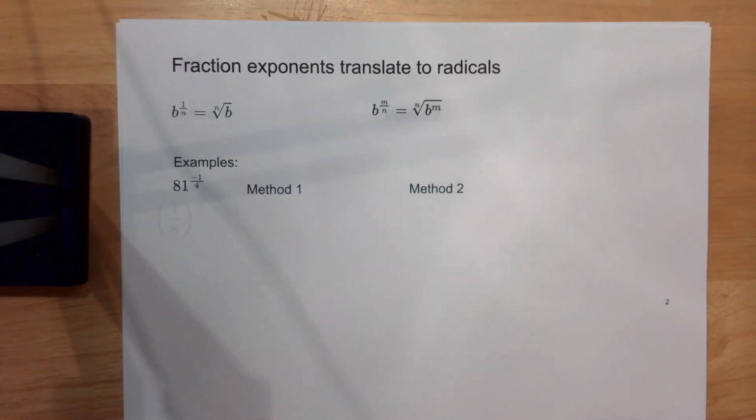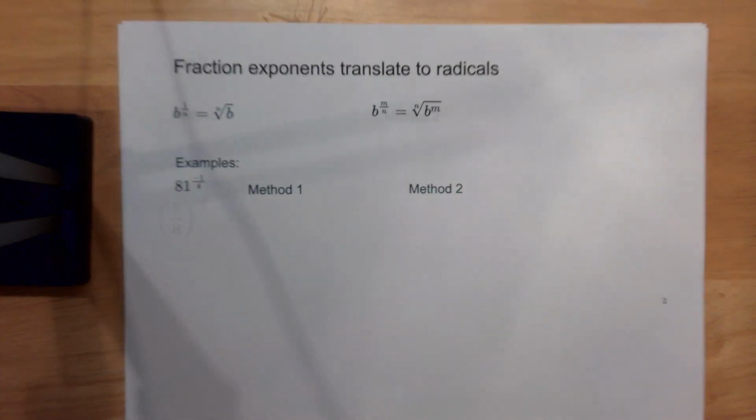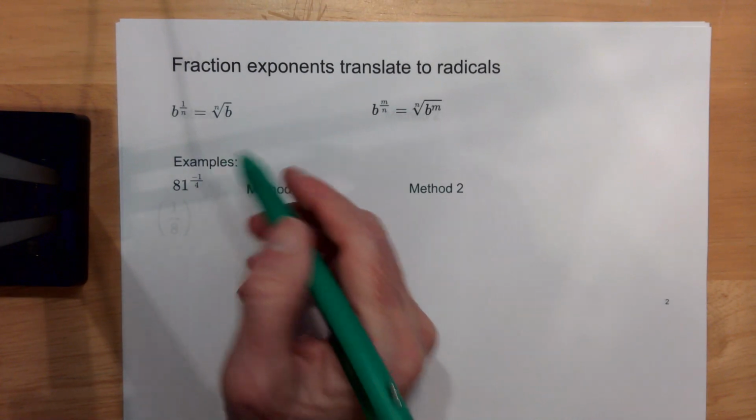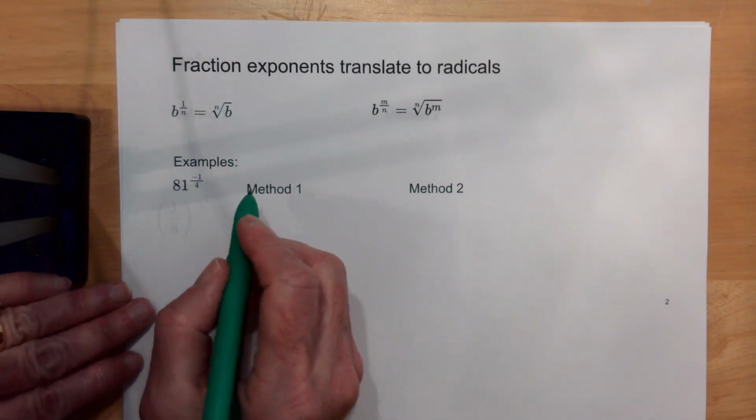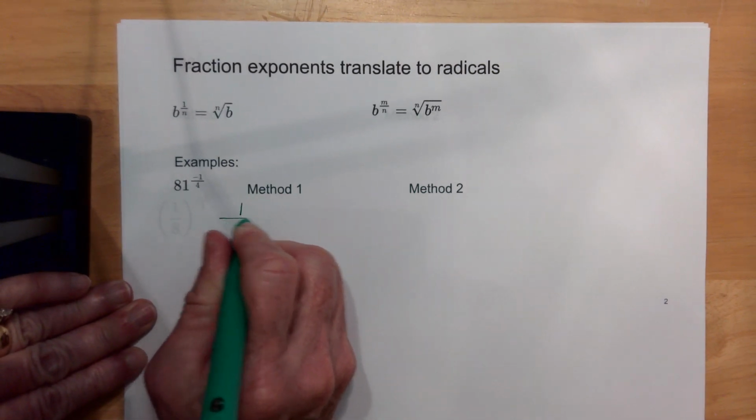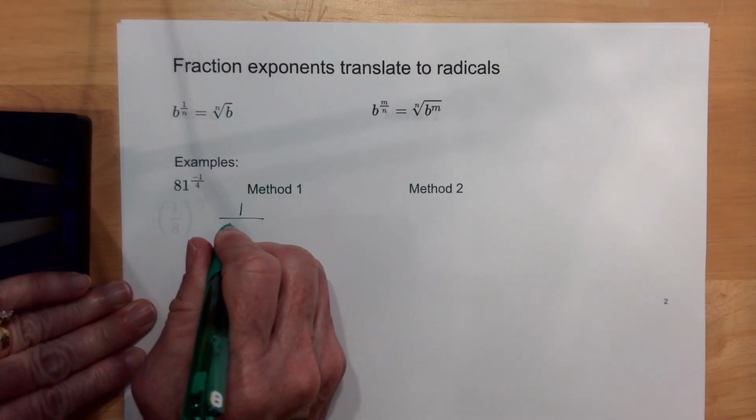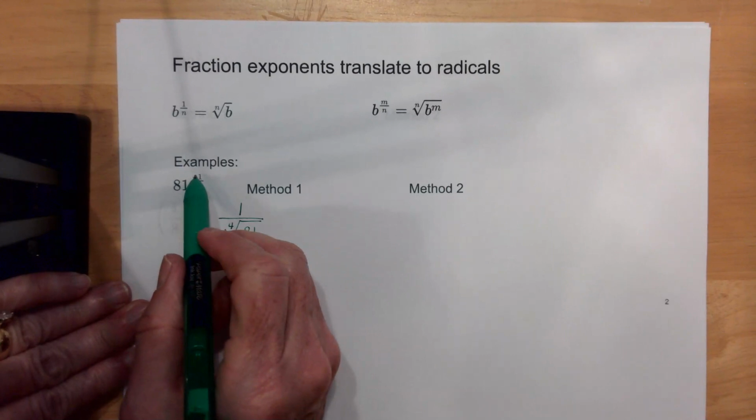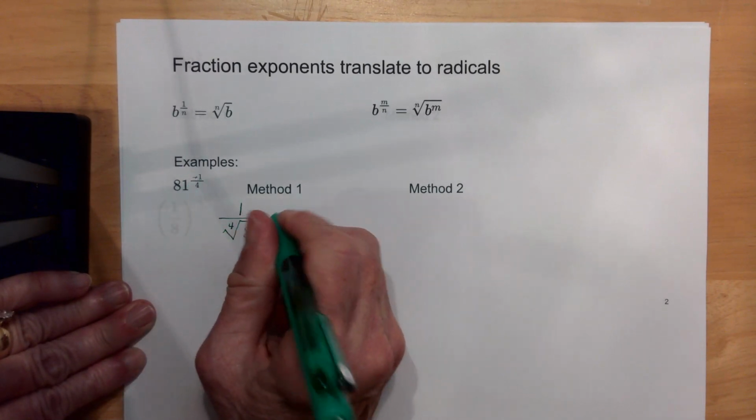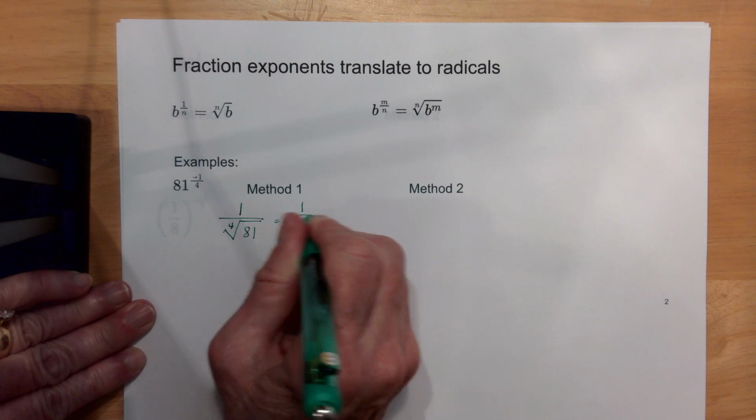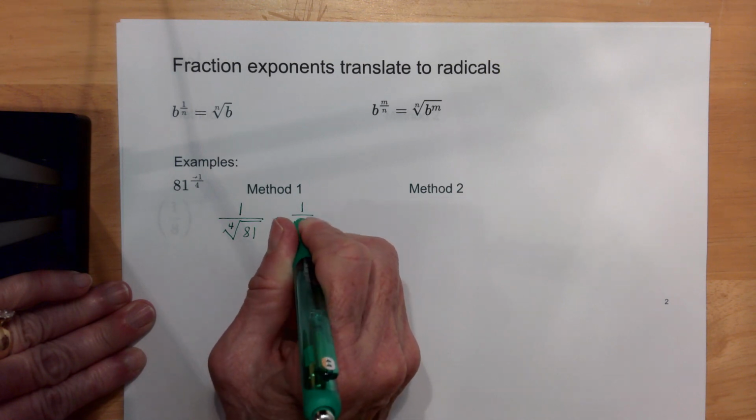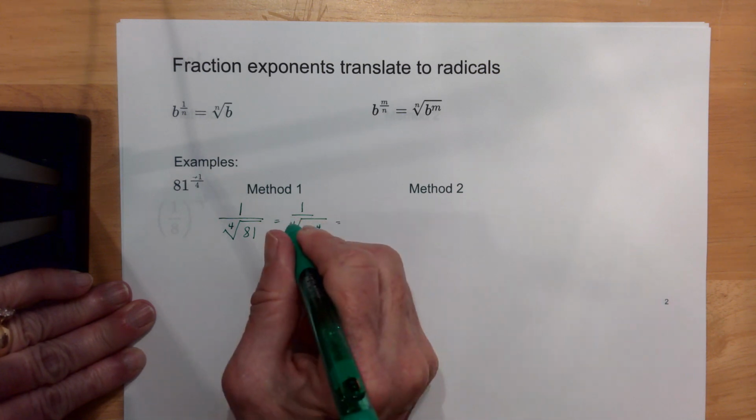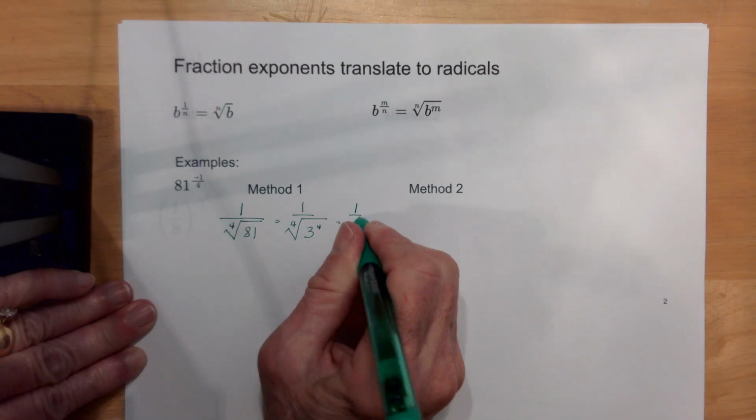So, for instance, let's say you have 81 to the negative 1/4 power. If you think about this, there are two methods. One method would be to say, that's the 4th root of 81, but it's going to be on the bottom because I've got that negative. So that can be written as the 4th root of 3 to the 4th power. The 4th root of 3 to the 4th power is just 3.